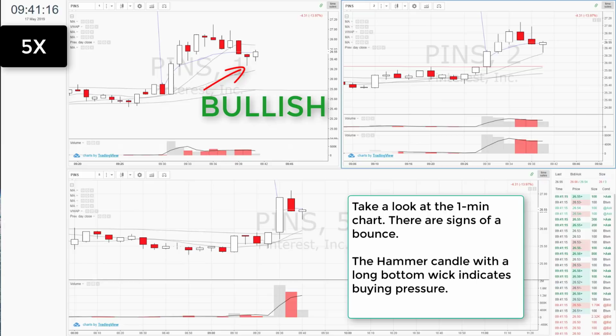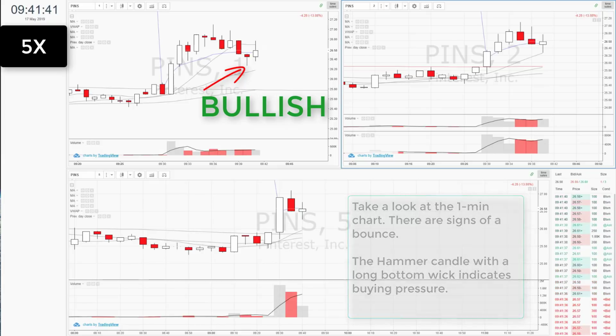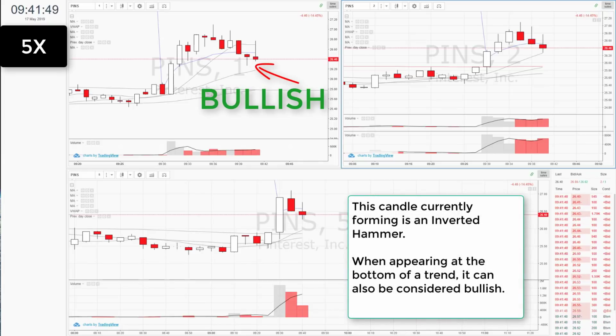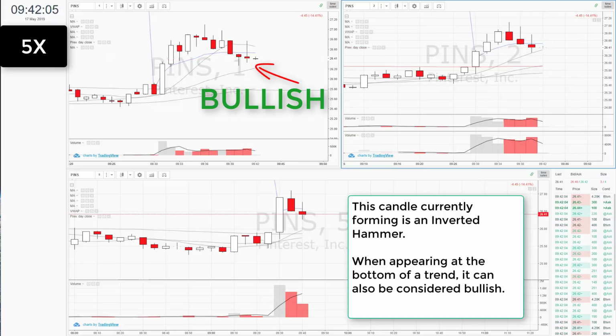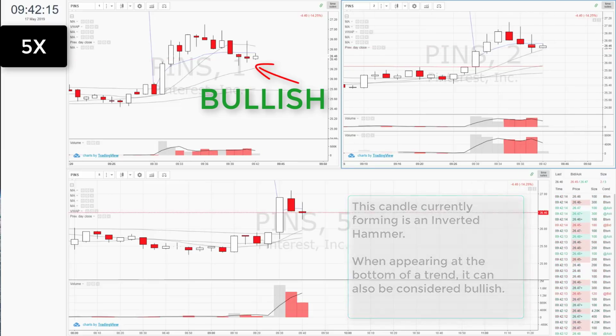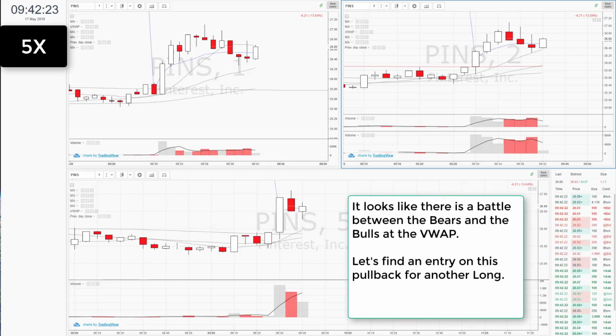Take a look at the 1-minute chart. There are signs of a bounce. The hammer candle with a long bottom wick indicates buying pressure. This candle currently forming is an inverted hammer. When appearing at the bottom of a trend, it can be considered bullish. It looks like there is a battle between the bears and the bulls at the VWAP. Let's find an entry on this pullback for another long.